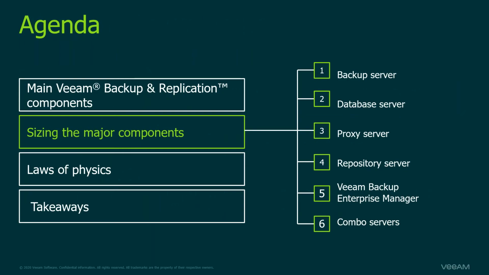So for our agenda, we're going to look at the main components of Veeam Backup and Replication, and then we're going to size those major components, right? The backup server, proxies, repositories, combining proxy and repository to have a combo server. And then we're going to talk a little bit about the laws of physics and finish up with our takeaways.